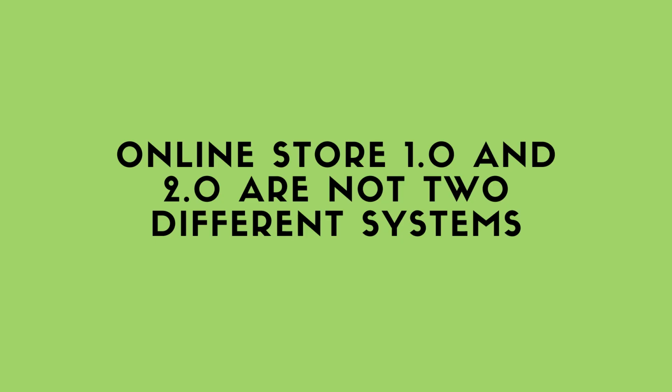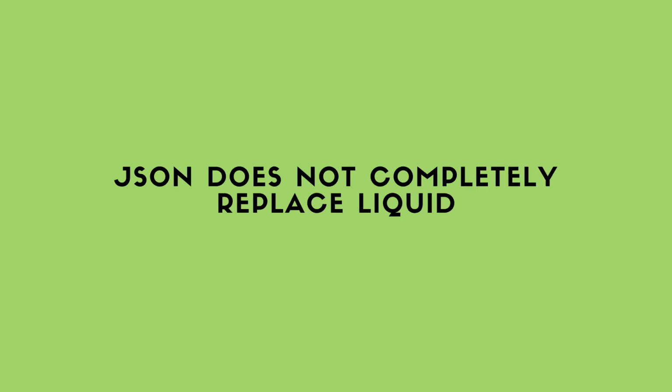So to summarize the main points in this video, number one, Online Store 1.0 and 2.0 are not mutually exclusive systems, meaning that the features of Online Store 2.0 can be used in conjunction with those of 1.0. We saw this, of course, in my video on JSON templates, where we were able to modify the debut theme to utilize JSON templates. Number two, JSON does not replace Liquid. Liquid is a templating language and JSON is just a data storing format. And finally, while Dawn is Shopify's benchmark example of an Online Store 2.0 theme, Dawn is not in and of itself representative of Online Store 2.0.